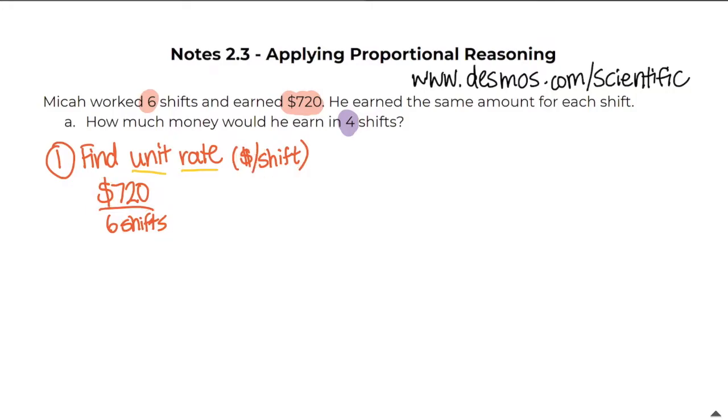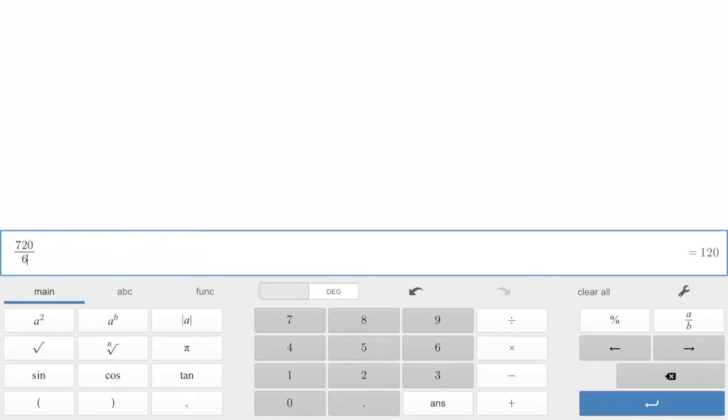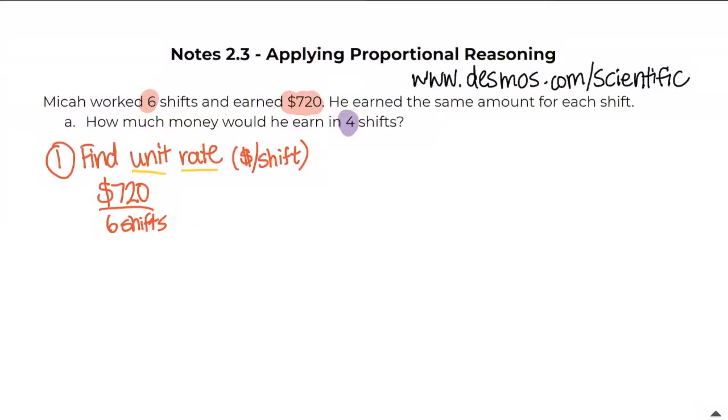So now all I have to do is divide 720 by 6 in Desmos. So I take 720, divide that by 6, and I end up getting 120. So this is $120 per shift. Well, if I know that he's making $120 per shift, then I can figure out how much he makes for 4 shifts.